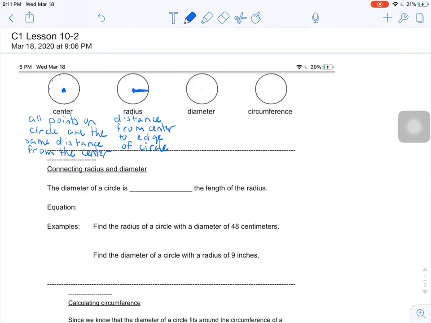If we go all the way across the circle, from one edge passing through the center to the opposite edge, that is the diameter. So: distance across circle through center.